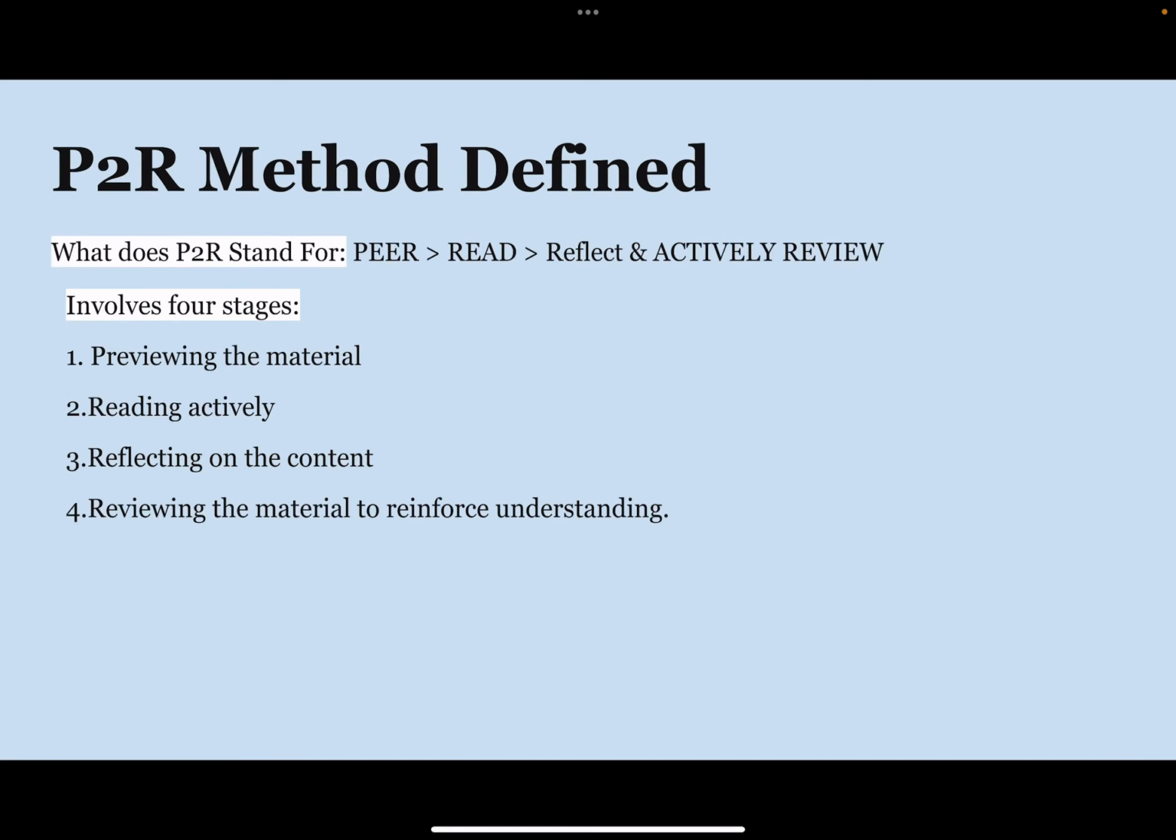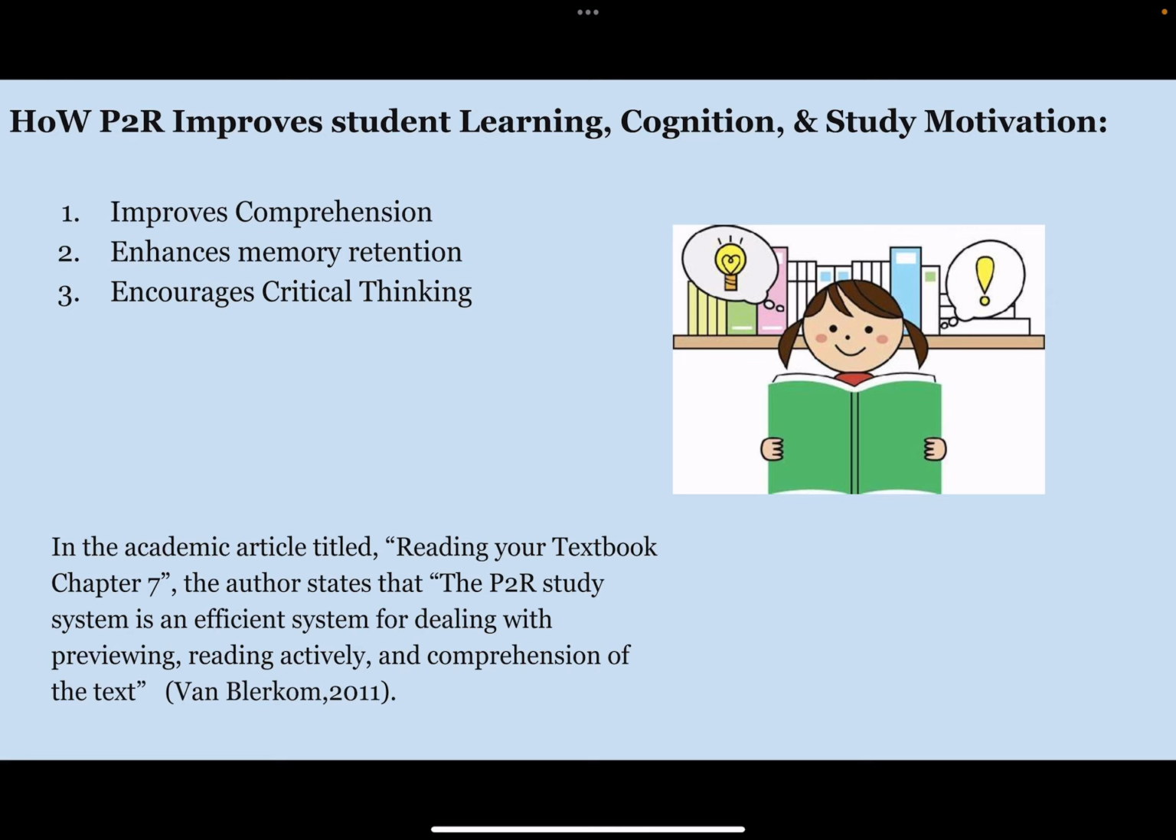P2R is an acronym that stands for Peer, Read, and Actively Review. The P2R reading method is a comprehensive approach to reading that involves 4 stages: previewing the material, reading actively, reflecting on the content, and reviewing the material to reinforce understanding. There are several reasons why the P2R reading method may improve student learning, cognition, and study motivation.